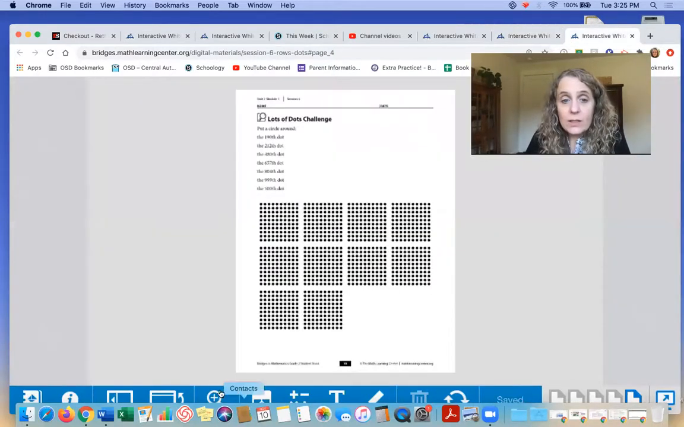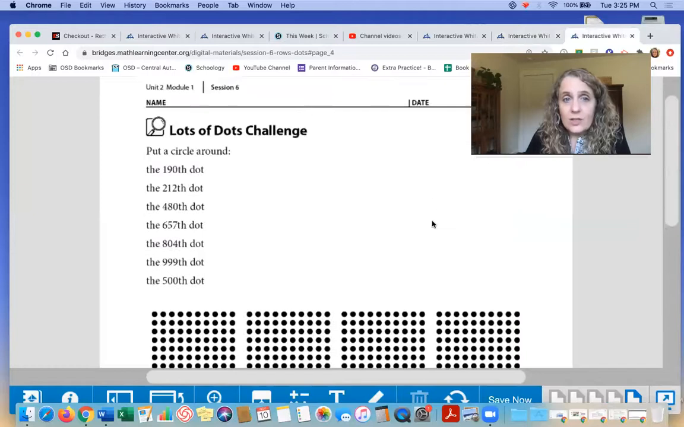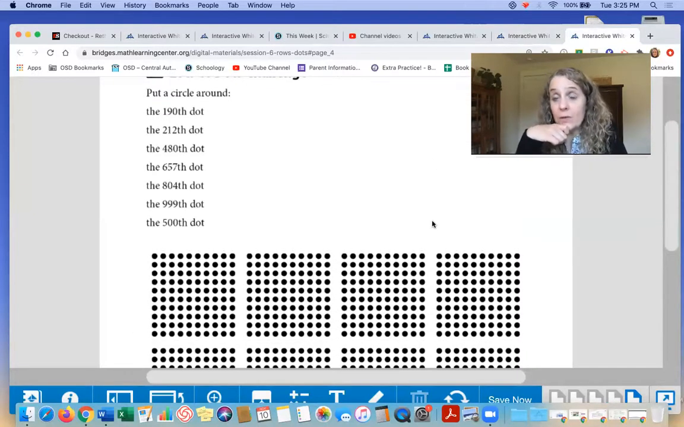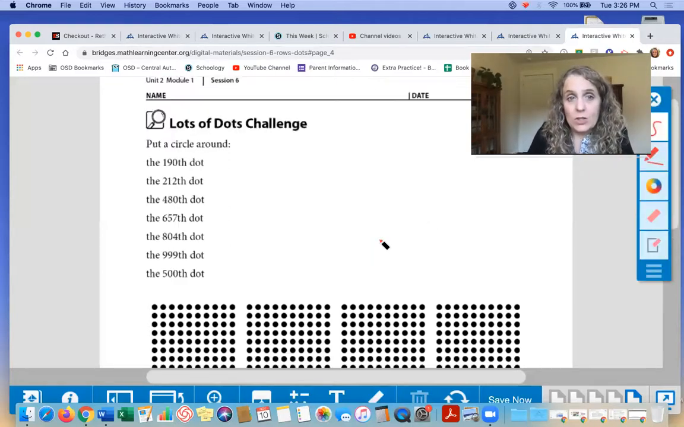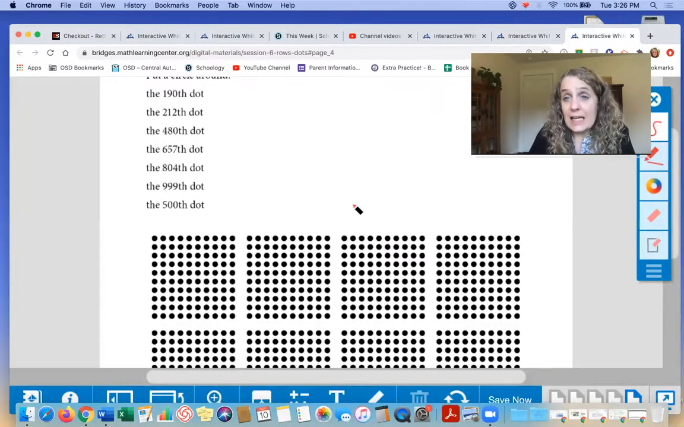Okay, last one here. Lots of dots challenge. Now this one, I will say, of all the pages in the first half of second grade math, the 2 pages that are the most confusing and frustrating to some kids are the riddles that we just were working on and this page. It gets a little confusing. So we can either do it together or you can check what you did and see if you agree with me. All right. So it says put a circle around the 190th dot.